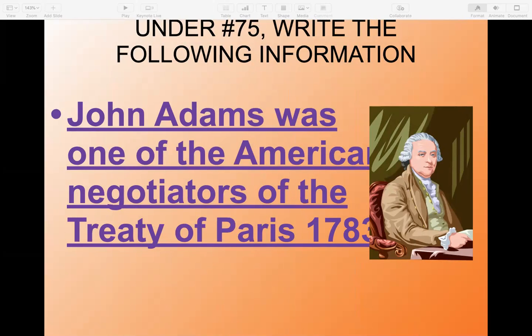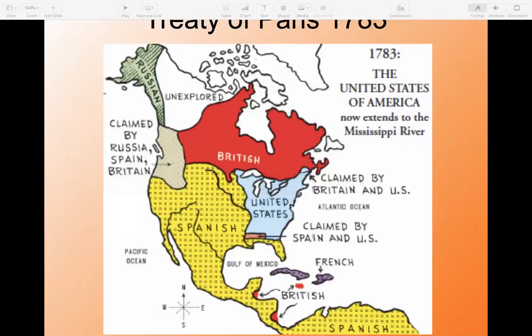And we're going to skip this. And yes, the Treaty of Paris, here's another thing about it. 1783, as you can see, what was British. So British was present-day Canada.